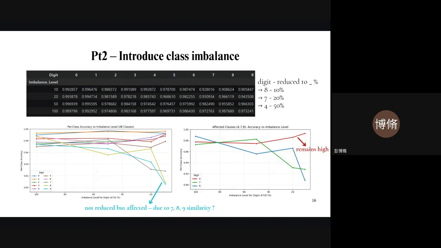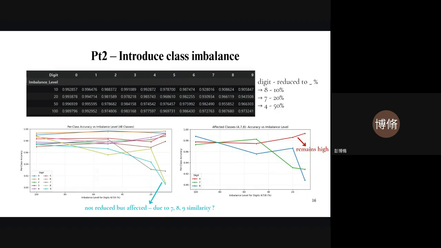On the right, I zoom in on digits 4, 7, and 8. Among them, digit 8 drops the most when the data becomes severely imbalanced. Digit 7 also declines noticeably. In contrast, digit 4 remains relatively high even when its training samples are reduced. This suggests that different classes do not respond to imbalance in the same way.